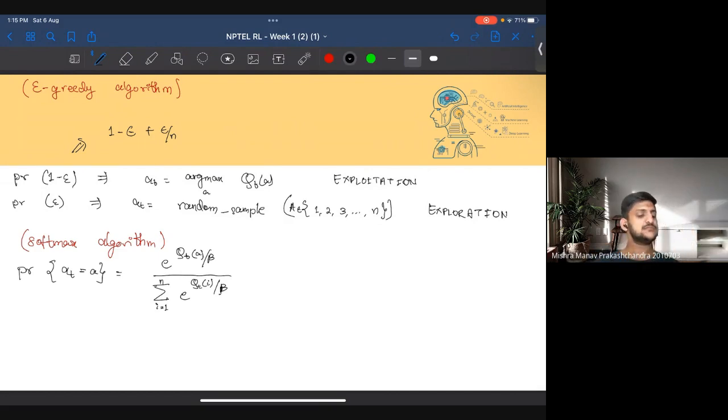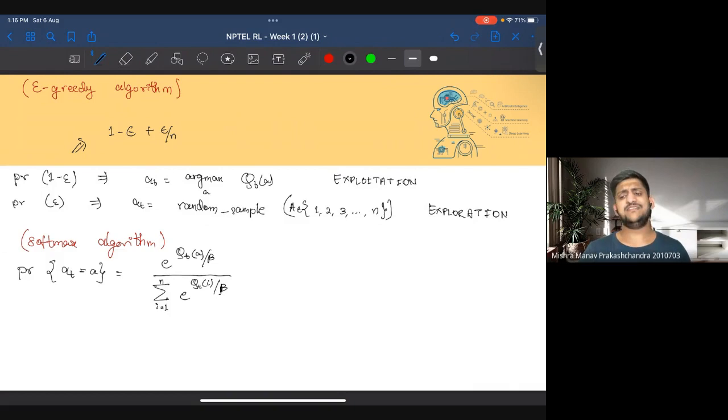Here you are taking the weighted average of the Q value that you have accumulated so far, and you exponentiate it so that you don't have a negative quantity. So you use e to the power Q_t, and you divide it by a temperature parameter, beta. As beta goes to zero, this value keeps on increasing, so the probability of selecting action A increases with time. If I decrease beta, I'm increasing the sensitivity of selecting action A at time t.